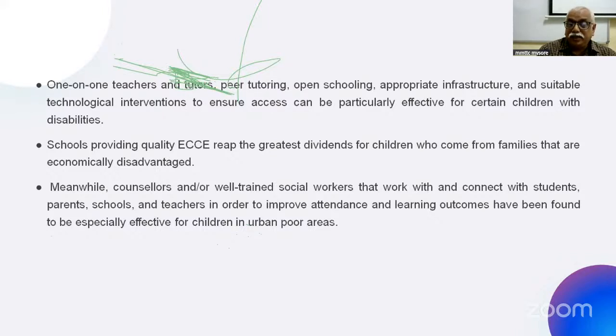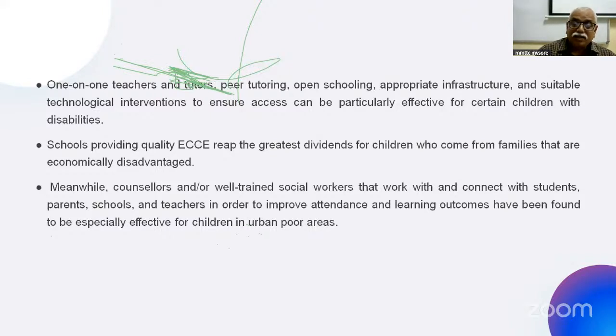Schools providing quality ECCE, early child care and education, reap the greatest dividends for children who come from families of SCDG. So that means that those who are in early child care education are likely to continue their education. There is no question of dropouts if ECCE is in the same complex: the child is formally admitted to class 1 and is going to complete his schooling. So that is possible if the school has ECCE also in its own complex or in its own building. So they focus on how ECCE is becoming a dividend for formal schooling.